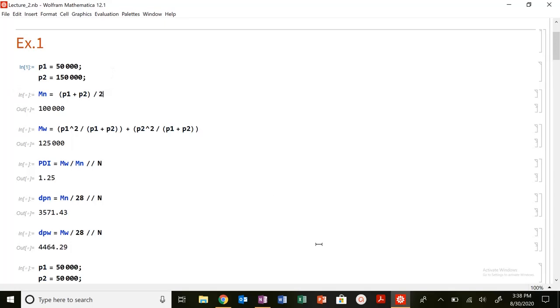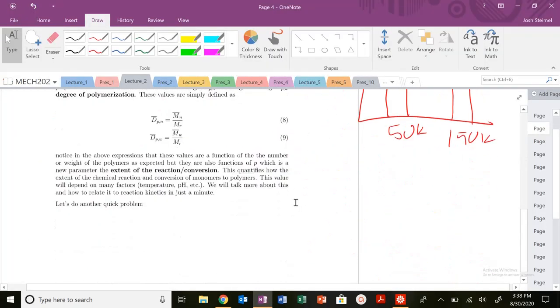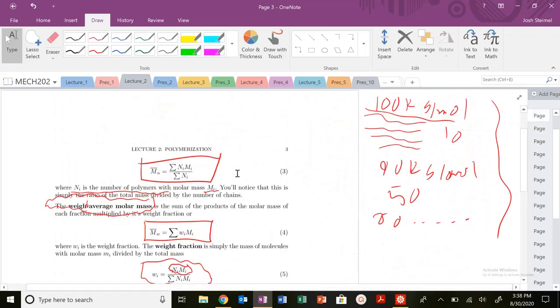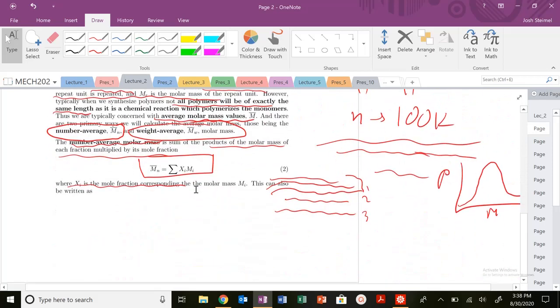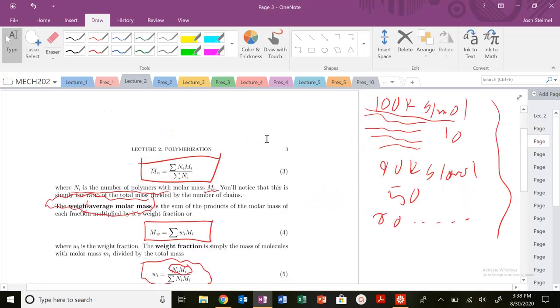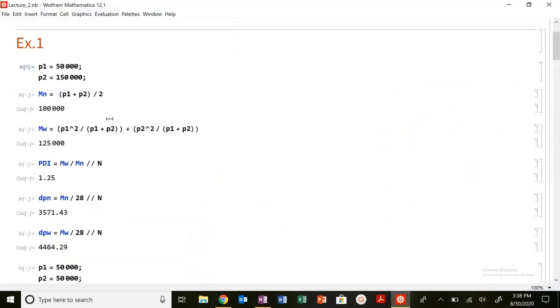So M sub n, just as we discussed previously. Let's go back to our definition. M sub n is just going to be the sum of N_i, the number of chains, or X sub i, your mole fraction, times the mass. So right here, your mole fraction times this is just going to be the sum of those. We'll calculate this out. So we have the number of chains times the mass divided by 2. That's it. So here's your M sub n.